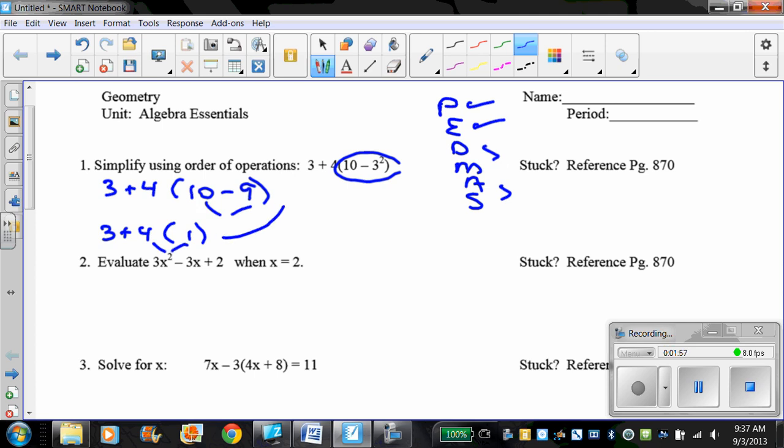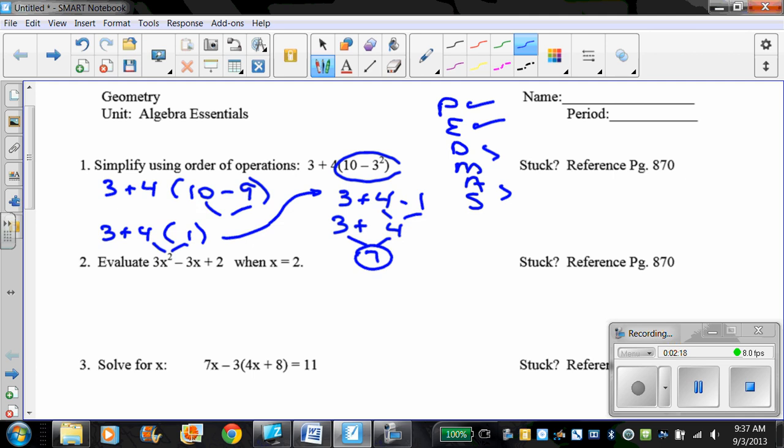Let me carry this up here so I don't confuse anyone. So I have 3 plus 4, and I can drop the parentheses if I want at this point. I'll go 3 plus 4 times 1, but a lot of times I tend to continue using the parentheses. So I have 3 plus, and then 4 times 1 is 4. And then we do the addition to give you the number 7.